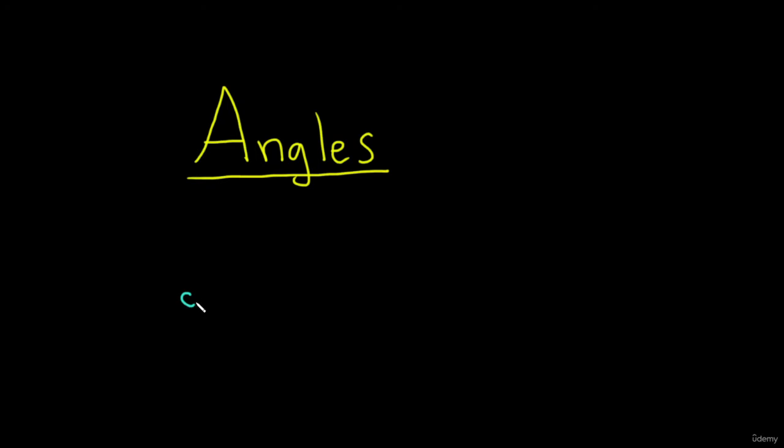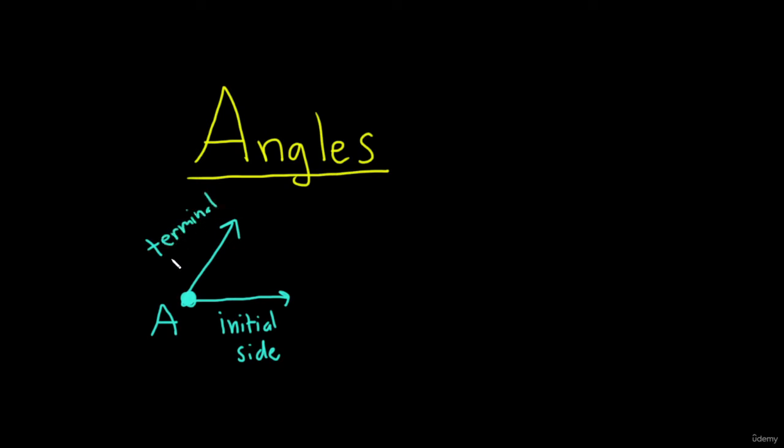So we'll start by drawing a simple picture. I'm going to put a little dot here, and we're going to label this point A. Then I'm going to draw a line like this. This is called the initial side. And then draw another line like this. This is called the terminal side. A has a name. It's called the vertex.